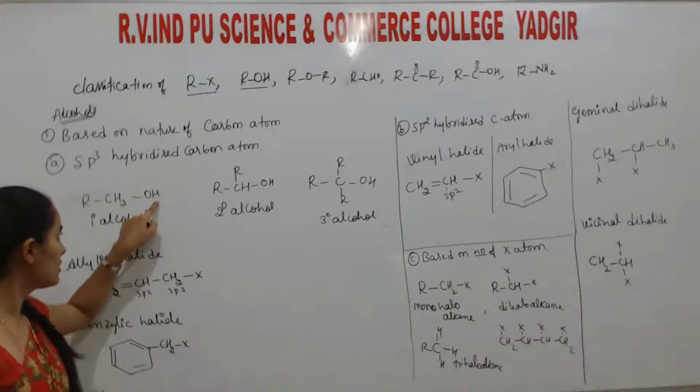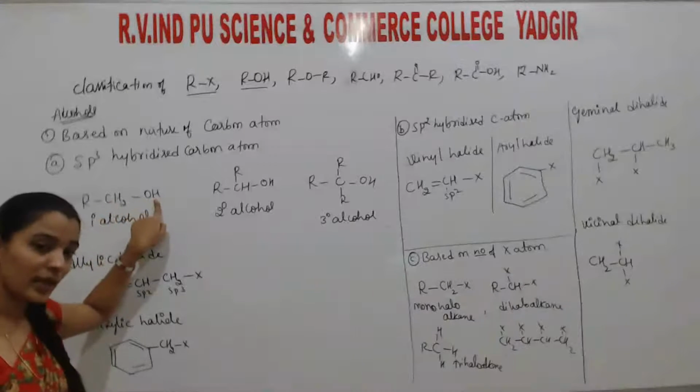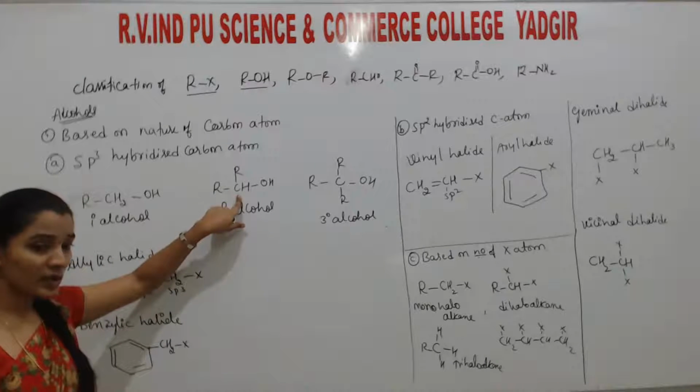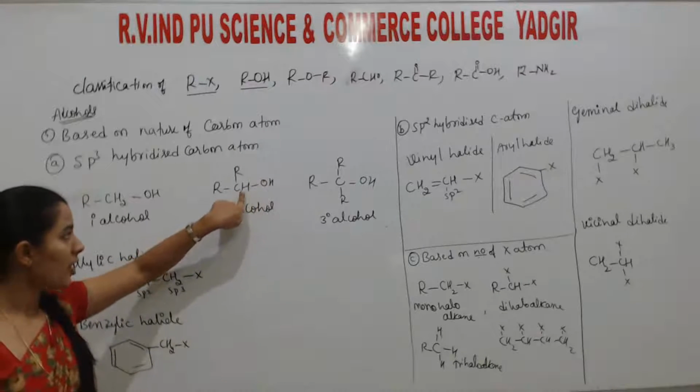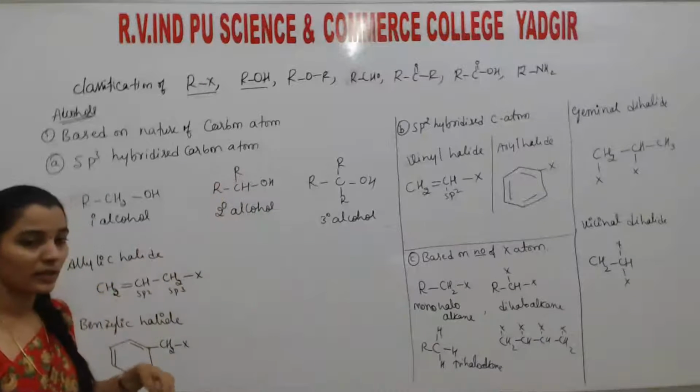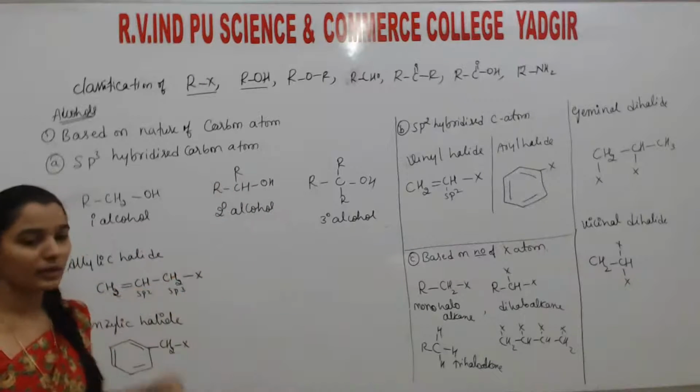Because the carbon where OH is attached, the same carbon is attached to one R group. Here, why is it called secondary? Because the carbon where OH is attached, to the same carbon two R groups are attached. So that is secondary carbon, similarly tertiary.